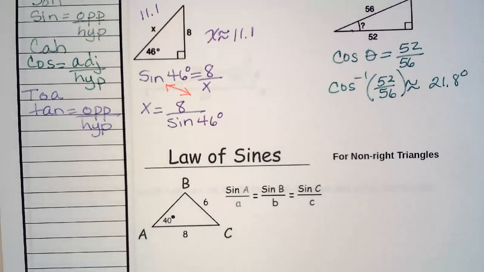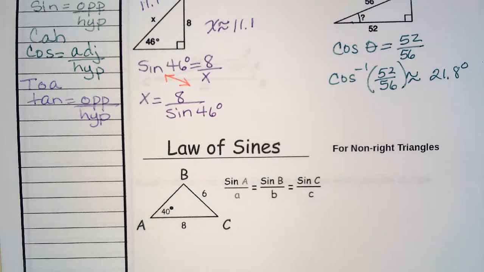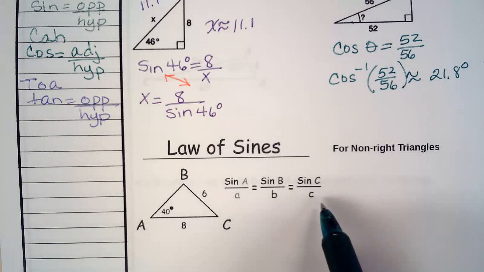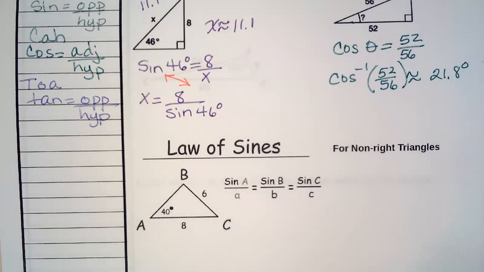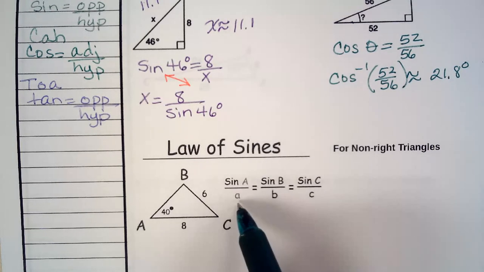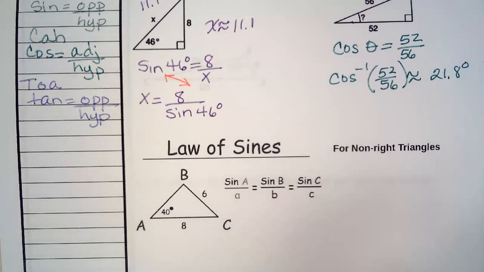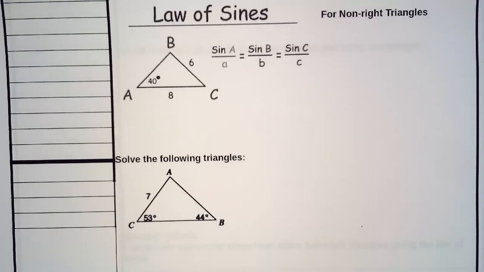And this brings us to the law of sines again. And this is for non-right triangles. I just put the one that I like to use the best here. Now you can also do the reciprocals if you would like. If you'd rather have your side measure on top, that's fine. So we're going to solve the first one.